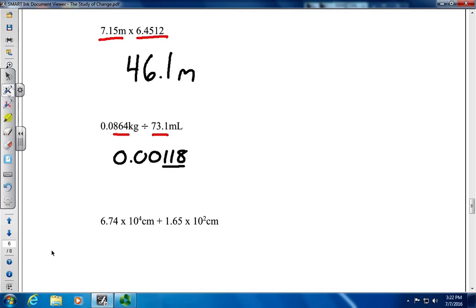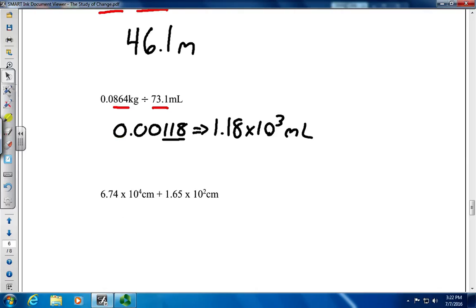Generally speaking, we want to try to write numbers in scientific notation. So in this case, it would be 1.18 times 10 to the 3rd milliliters. That's it for that. Not too complicated.